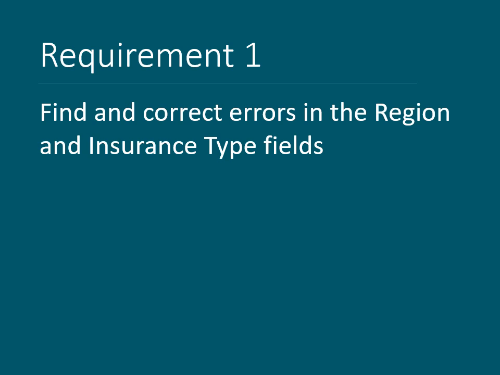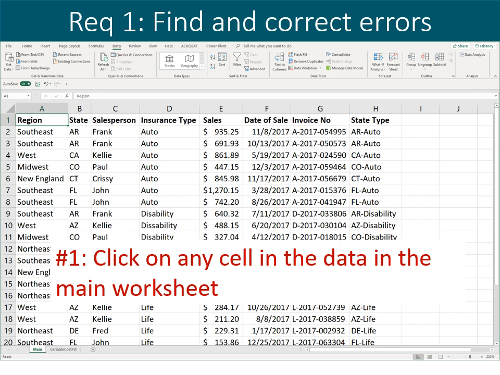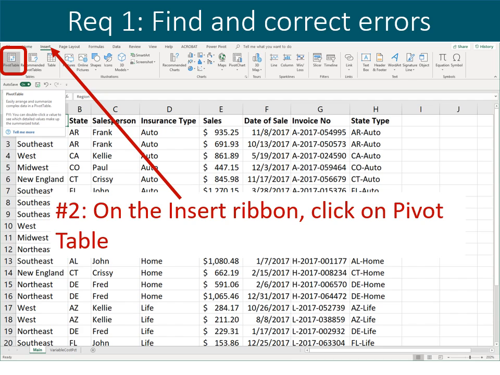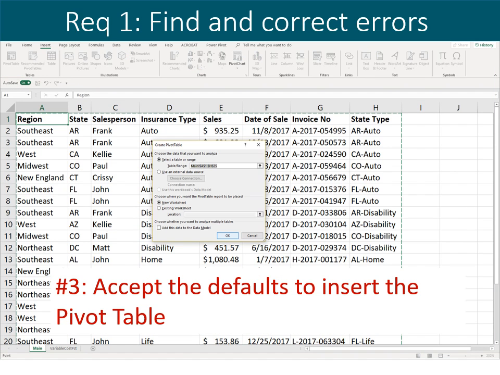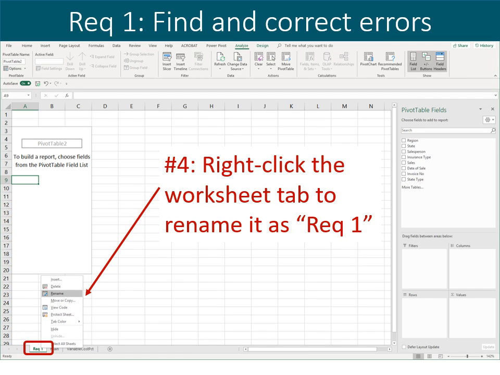The first requirement is to find and correct errors in the region and insurance type fields. Click on any cell in the main worksheet. On the Insert ribbon in Excel, across the top of the window, click on Pivot Table. Accept the defaults to insert the pivot table in the workbook. Before going any further, right-click the Worksheet tab and rename it as Requirement 1.